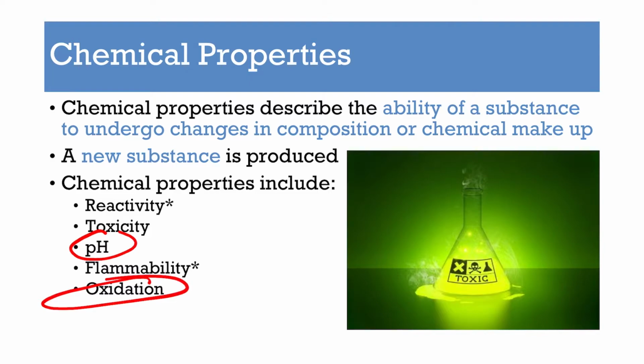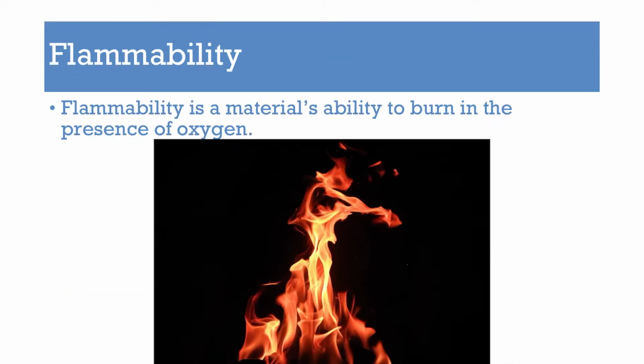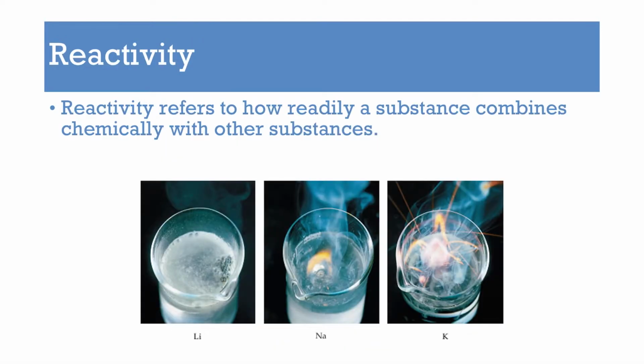But I just wanted to go very quickly into reactivity and flammability. Now, flammability is a material's ability to burn in the presence of oxygen. So if something is flammable, given the right input of energy and the presence of oxygen, it can burn. That's why some things are very flammable. It means they can react very easily with oxygen and enough heat energy to become fire.